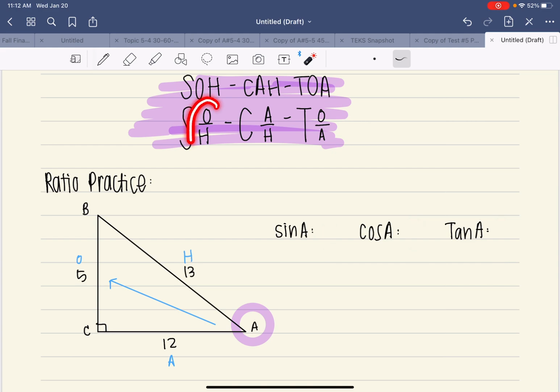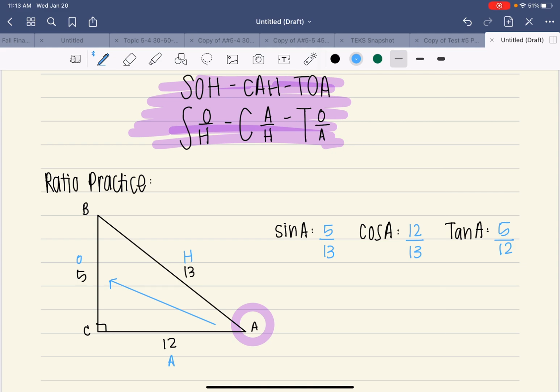So for sine, it is opposite over hypotenuse. So the opposite side is 5, and it's over the hypotenuse, which is 13. For cosine of A, it's going to be the adjacent side, which is 12, over the hypotenuse of 13. And then tangent of A, we're going to do the same thing. So it's going to be the opposite side over adjacent, 5 over 12. Okay? And that is pretty much it when it comes to practicing setting up our ratios.